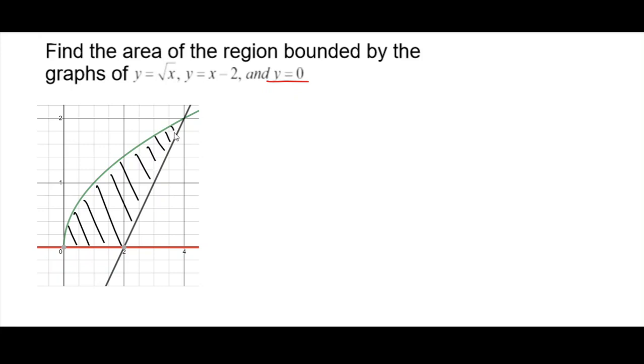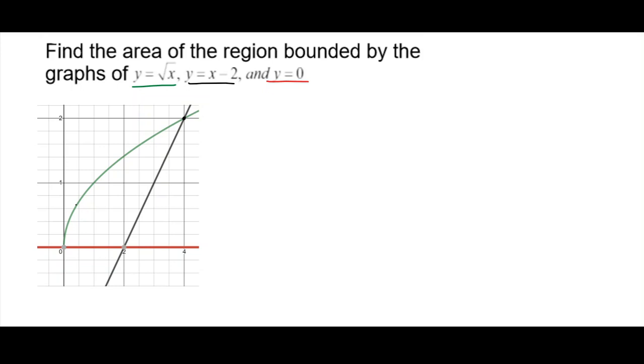Now, I can't integrate from 0 to wherever this is of the green function minus the green function, that's the square root of x function, and I can't just subtract that from the y is equal to x minus 2 function. Because if I do that from 0 to wherever, I'm not only going to get the area that I've just shaded, but I'll also get the area that's down here, because it's top minus bottom function, and that's going to overshoot for me. So what I need to do is separate this graph into 2 regions and calculate those areas separately.